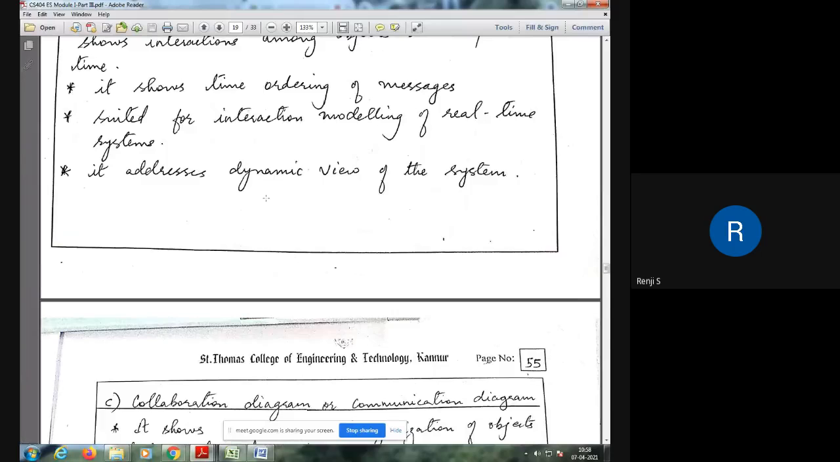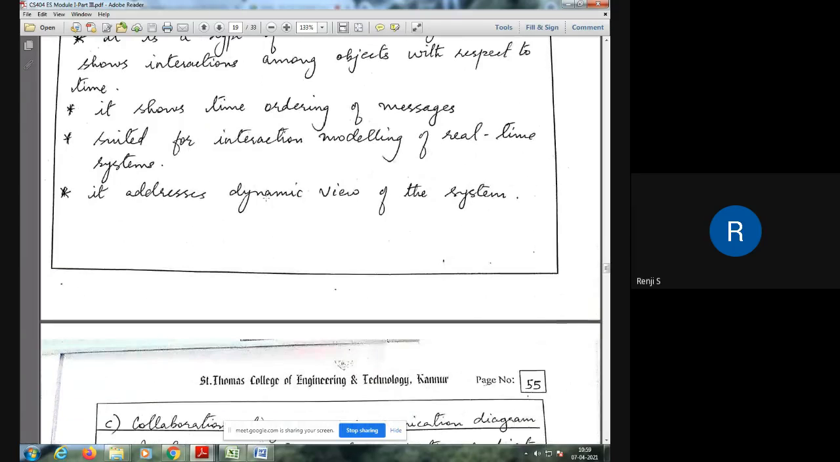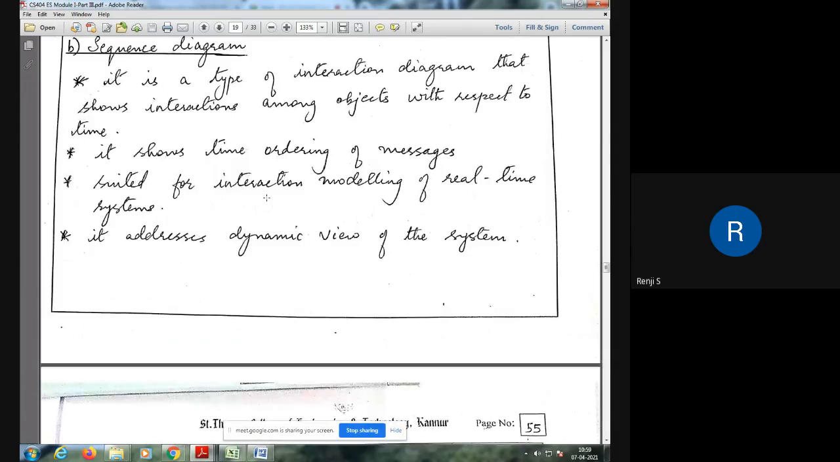And these diagrams, since they are interaction diagrams, are suitable for modeling real-time systems which respond in real time. And since we are addressing the behavior of the system, these diagrams address the dynamic view of the system.